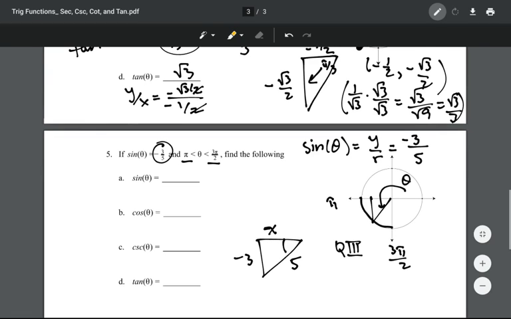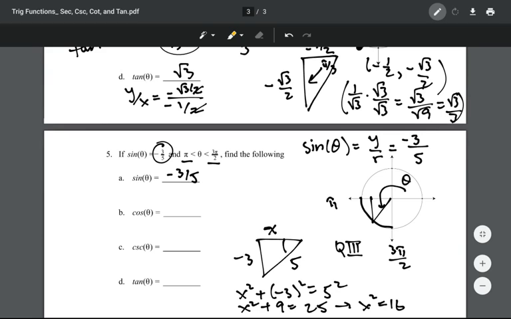We already have the sine, so I can fill that one in to start. But to find the cosine, I need to find what that x value is. Pythagorean theorem: x squared plus -3 squared is equal to 5 squared. X squared plus 9 is equal to 25. X squared is 16. X is plus or minus 4, but I'm in quadrant 3, so I'm going to choose the -4. So x is -4.